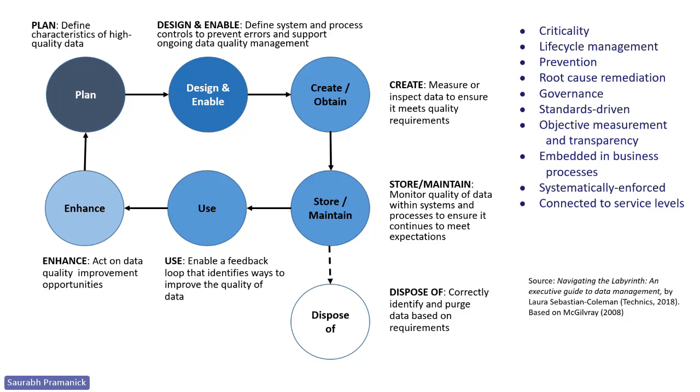Then creating and obtaining some of the measures and identification that will help you start aligning to these requirements. That's part of the creating and obtaining. Then you have the storage and maintenance processes, where you can start monitoring the quality of the data within the systems and processes. Then you start using this. So there is a feedback loop where you start using these and start identifying the priorities which are important.